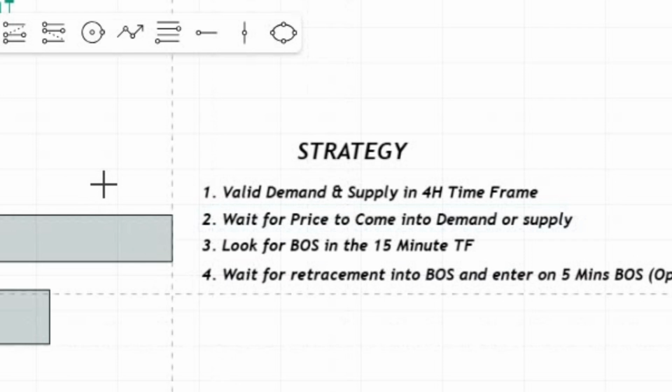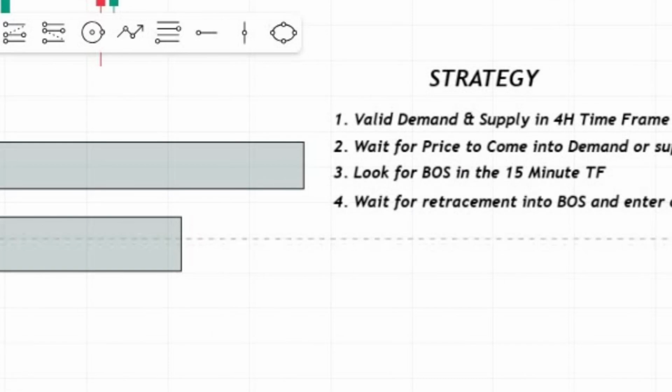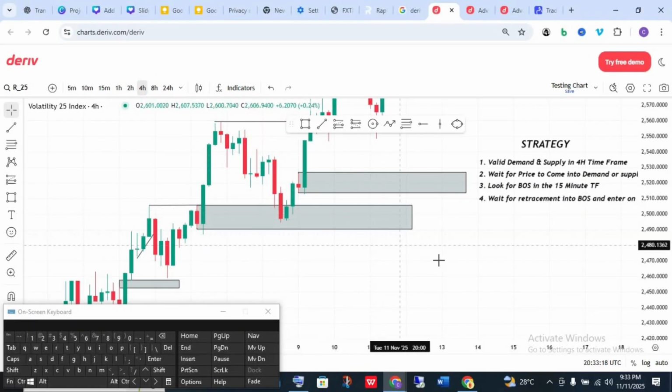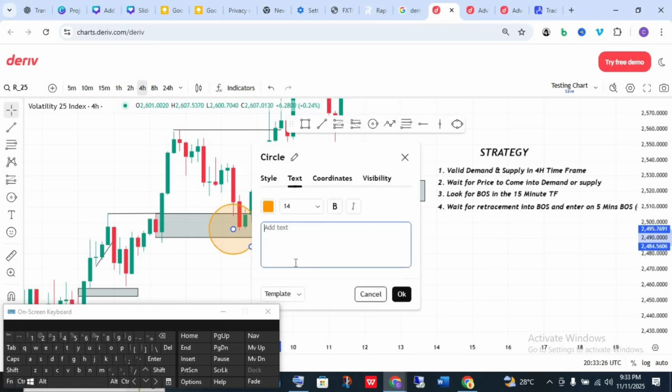Now let me put this into practice. I say step 1 is to find a valid demand and supply zone in the 4 hour, which we already found here. You can see this one is a valid demand zone in the 4 hour. Then we wait for price to come into it. Price came into it right here. Let me use a circle to mark this area so that we don't miss it out. This is the point, right?